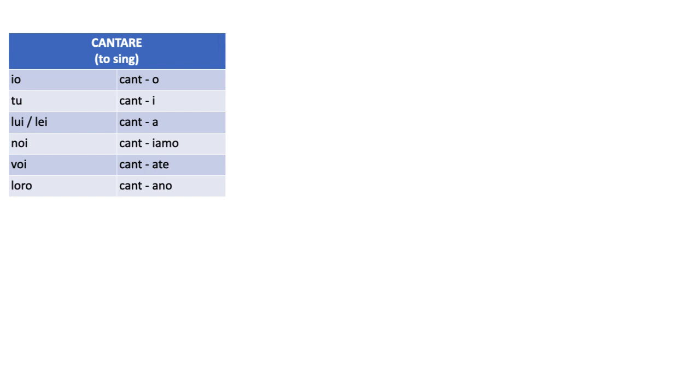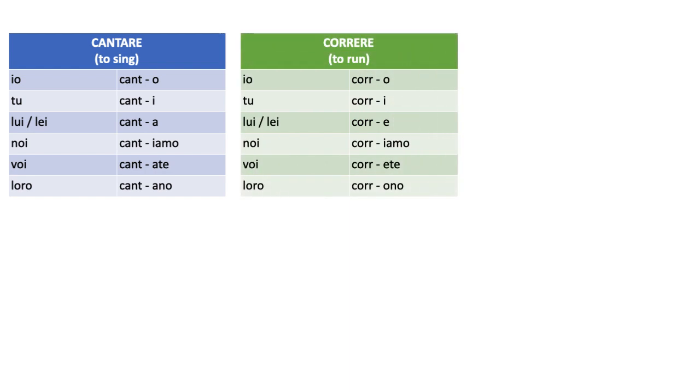Right? Again, what am I doing? I'm changing the verb so that it matches its subject. So canto means I sing. Canti means you sing. Canta means he or she sings. Cantiamo means we sing. Cantate means you guys sing. Cantano means they sing. That is an are verb conjugated. Let's look at another verb, this time an ere verb, right?